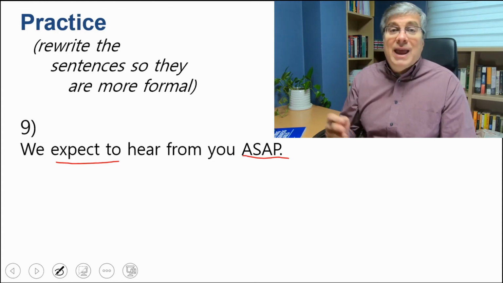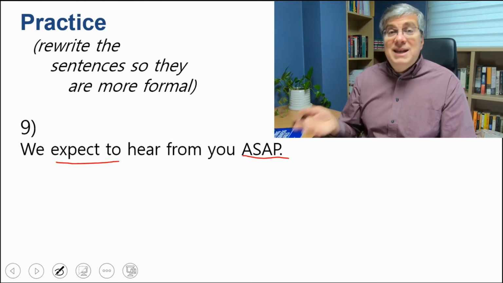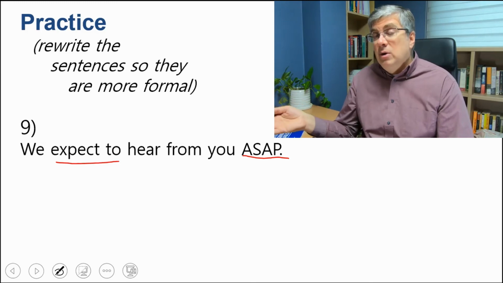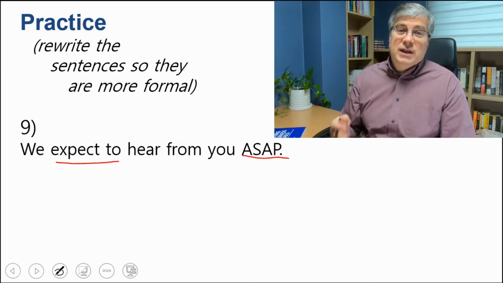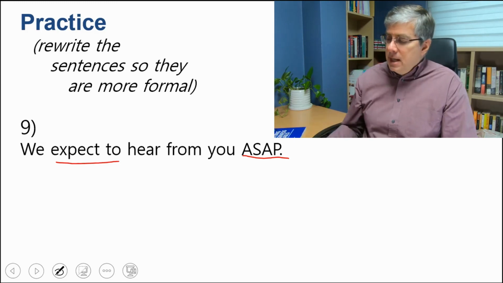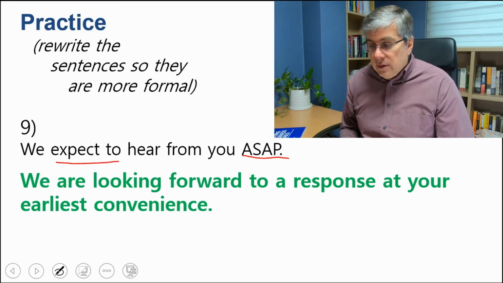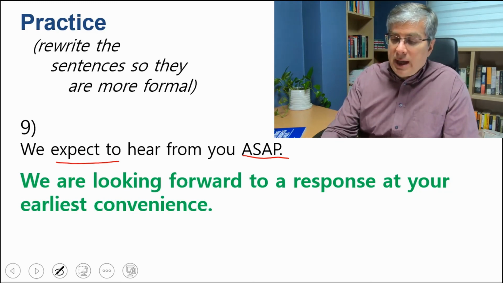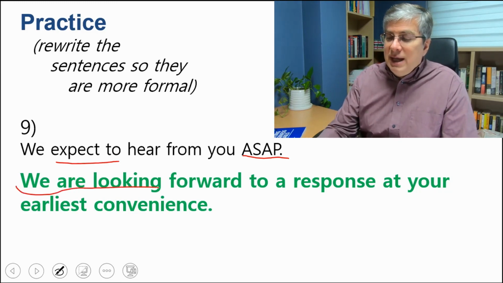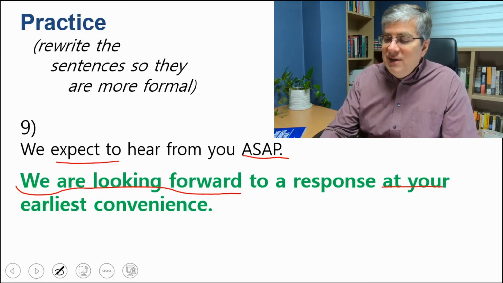It's better to spell it out, "as soon as possible," or you could even write "immediately," but use softening expressions with that. "Could you please do this as soon as possible?" "We would appreciate it if you sent us the document as soon as possible," not ASAP, right? So what's one way to do that? We could write, "We are looking forward to a response." This is much more polite. "Looking forward to," instead of "expect," "to a response at your earliest convenience."